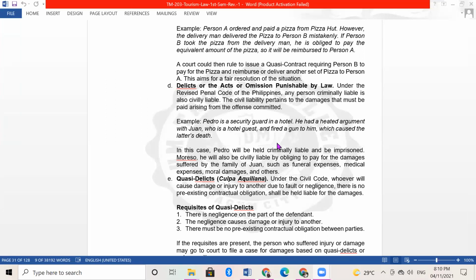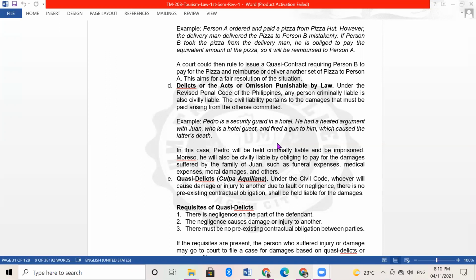Under the Revised Penal Code of the Philippines, any person criminally liable is also civilly liable. The civil liability pertains to the damages that must be paid arising from the offense committed. So for example, Pedro is a security guard in a hotel. He had a heated argument with Juan, who is a hotel guest, and fired a gun at him, which caused the latter's death. So in this case, Pedro will be held criminally liable and be imprisoned.